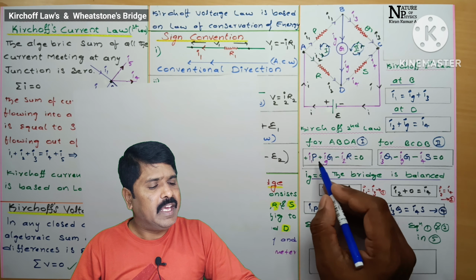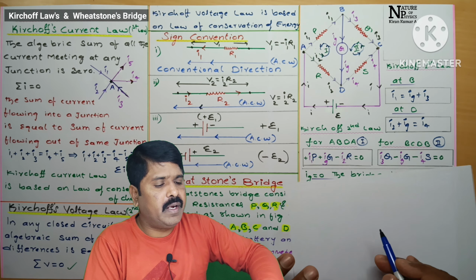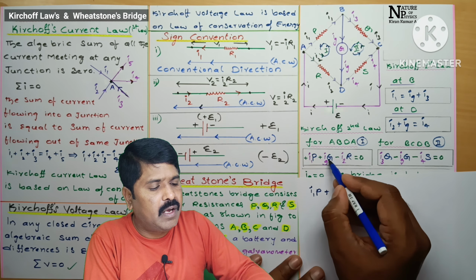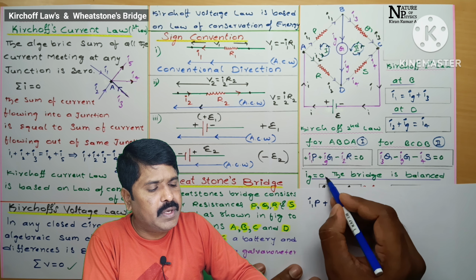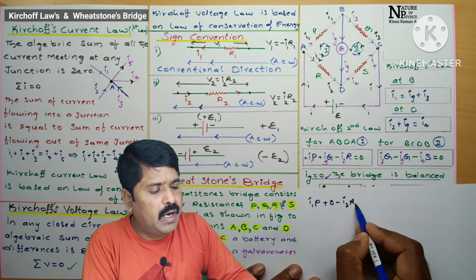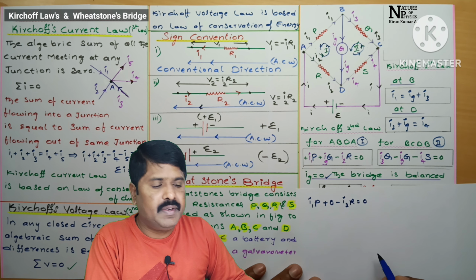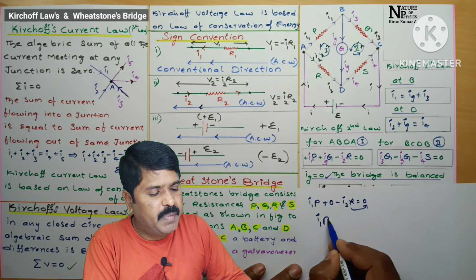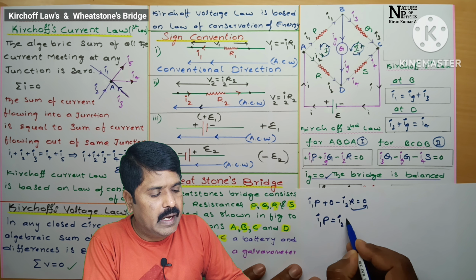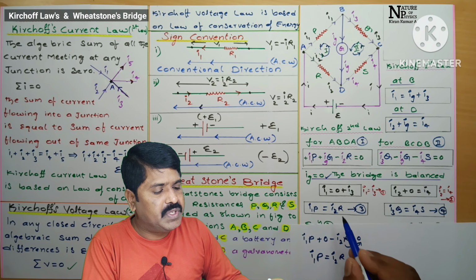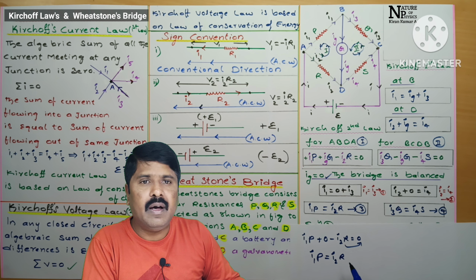So from this equation, see, student, I1P plus galvanometer current is equal to 0, so that 0 minus I2R is equal to 0. So that, tell me, student, I1P is equal to I2R. See, I have written that only. I1P is equal to I2R.